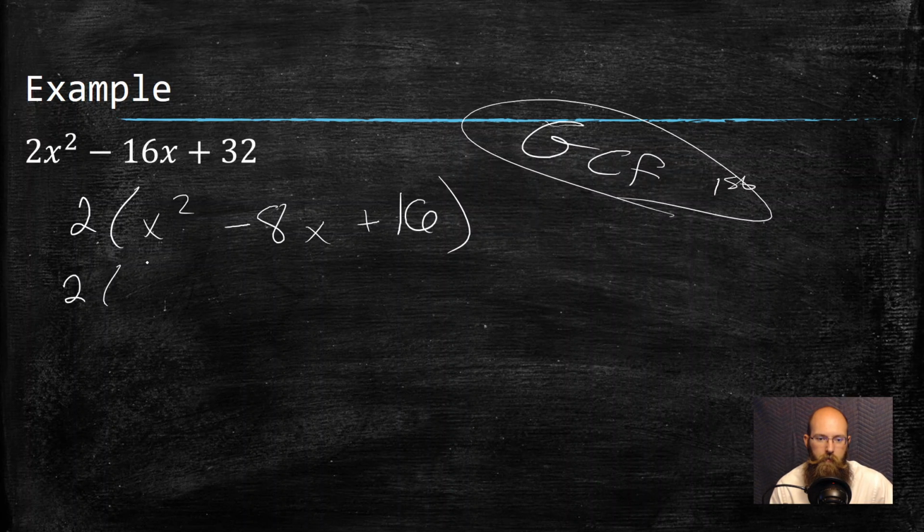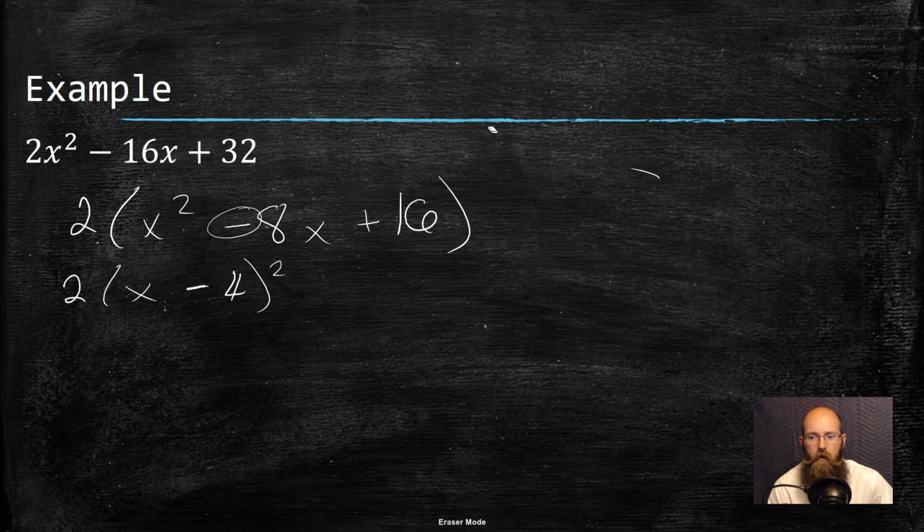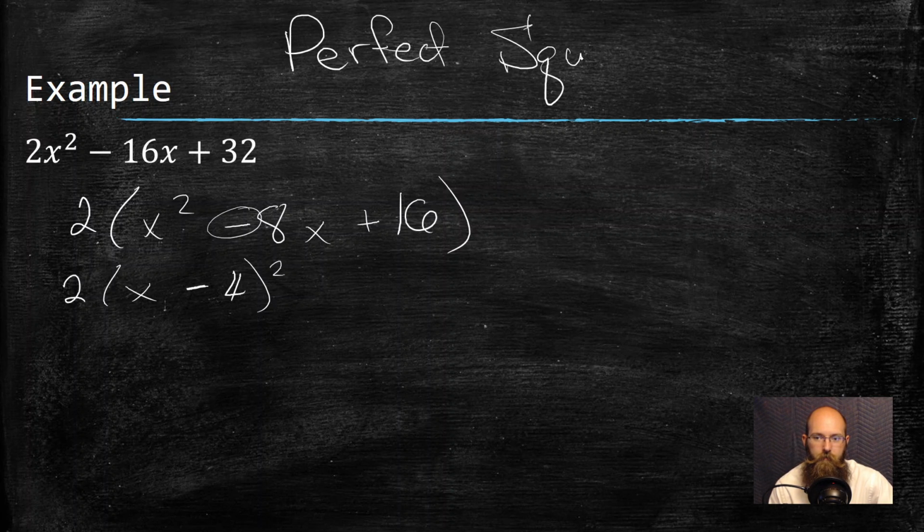What thing squared gets me x squared? X. What thing squared gets me 16? Oh, not a 16, a 4. And then this is a negative, so that's a negative. And then it has to square it. I would still be careful doing this one sometimes, though. This can get a lot of people into trouble because it doesn't always factor like this. I only know it does because we're talking about perfect squares. If we weren't talking about perfect squares, I couldn't necessarily do this.